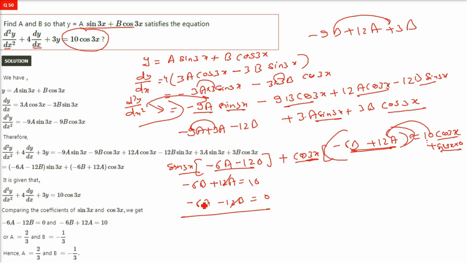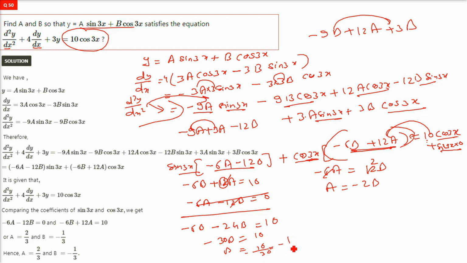I am just writing minus 6a equals plus 12b. So minus a is 2b, so a will be minus 2b. The second equation is minus 6b plus 12a equals 10. Since a is minus 2b, I am replacing it by that. So minus 6b minus 24b is minus 30b equals 10, so b is equal to minus 1 by 3. But a is minus 2 into b, so a is plus 2 by 3. So a is 2 by 3 and b is equal to negative 1 by 3.